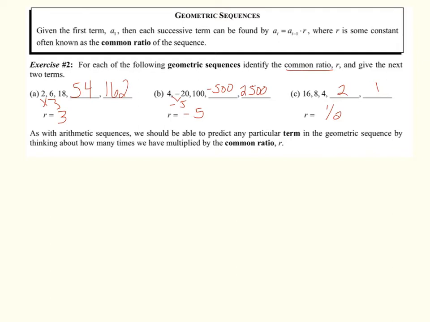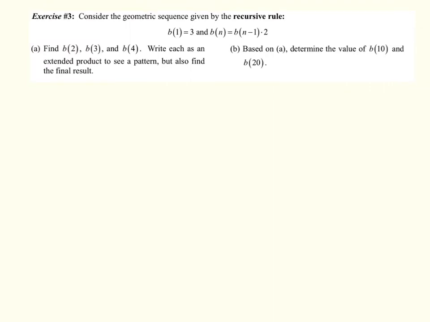As with arithmetic sequences, we should be able to predict any particular term in the geometric sequence by thinking about how many times we have multiplied by the common ratio. All right, exercise number 3. Consider the geometric sequence given by the recursive formula. B sub 1 equals 3, and B sub n equals B sub n minus 1 times 2. Find B sub 2, B sub 3, and B sub 4. Write each as an extended product to see a pattern, but also find the final results.